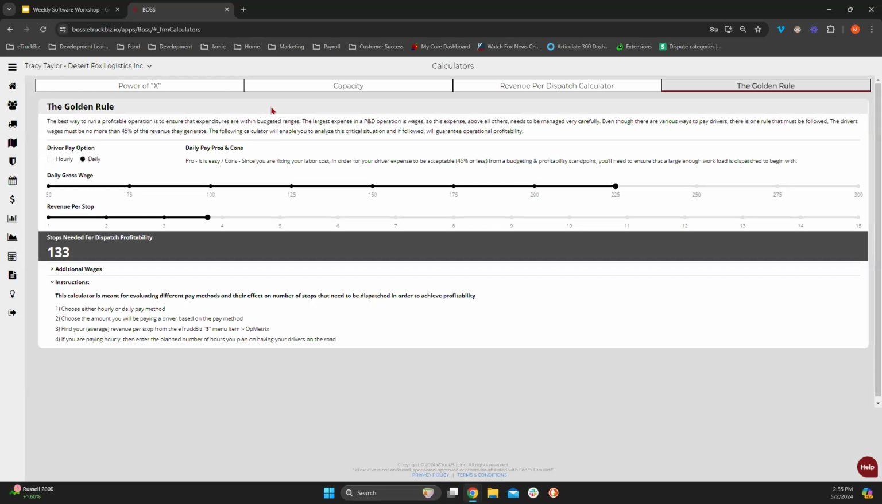If it's saving you dispatches and it still makes financial sense, great, but make sure it makes financial sense at all times, okay? Because you don't want their rate to exceed that 45%, because then all of a sudden that's coming out of your owner's benefit.